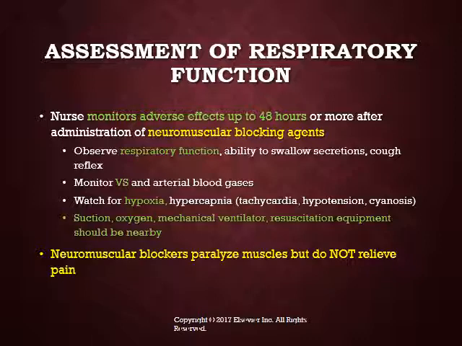Keep in mind, neuromuscular blockers paralyze the muscles. They do not relieve pain. So somebody who has received a neuromuscular blocker, they're paralyzed, but it's not an analgesic, so it does not relieve their pain. But they may not be able to tell you that they're in pain because they are now paralyzed.